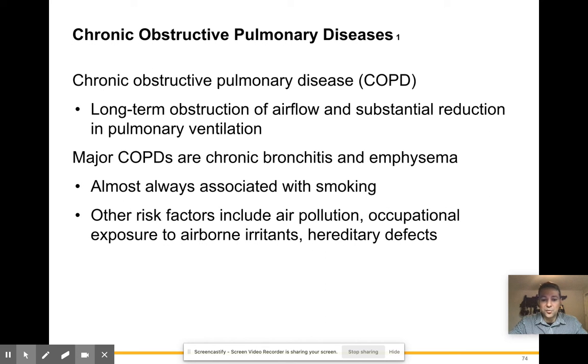Occupational exposure to airborne irritants. People that do industrial cleaning should be wearing masks. Things like that. People who work with spray paint, or if they paint cars, or if they paint guitars or something like that, those paints can irritate your lungs if you inhale them. Anything in an aerosol can, you shouldn't really inhale.